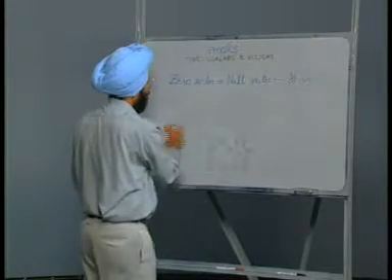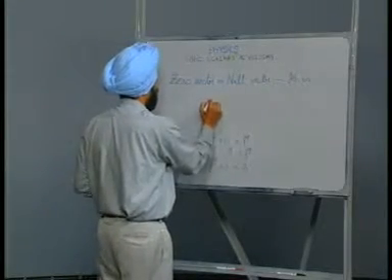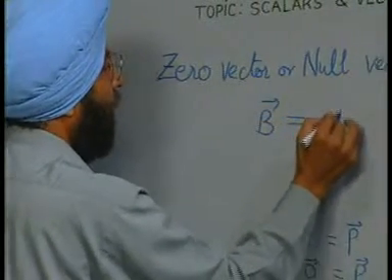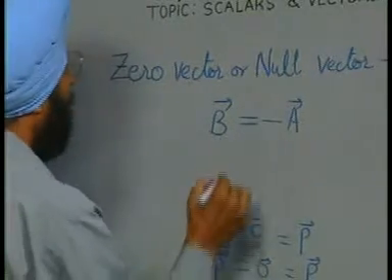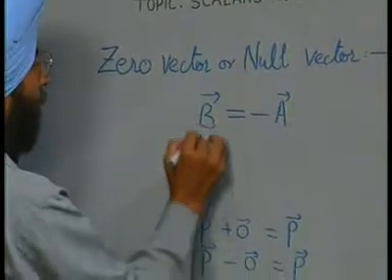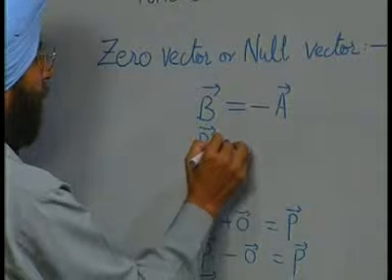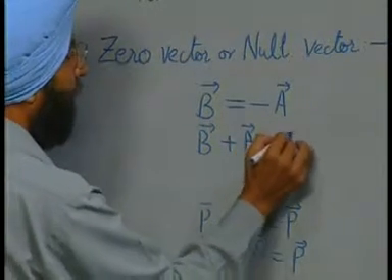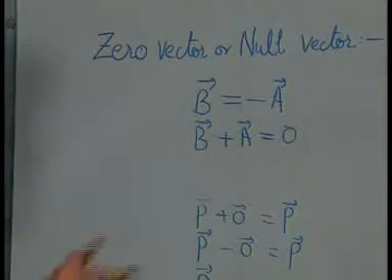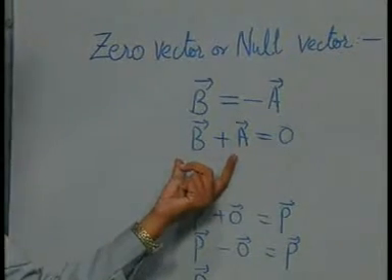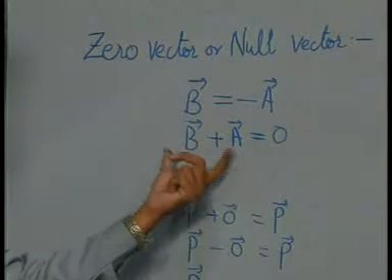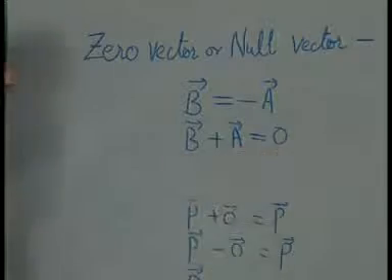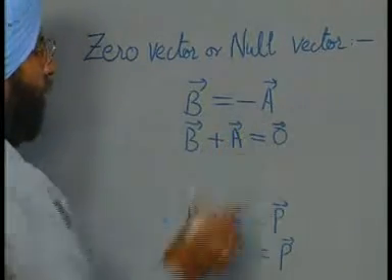As we have discussed, B is equal to minus A vector. So, if we add B to A, A plus B or B plus A is equal to 0. If we take the sum of two opposite vectors, vectors having same magnitude and opposite direction, then we will have a 0 vector as the resultant.